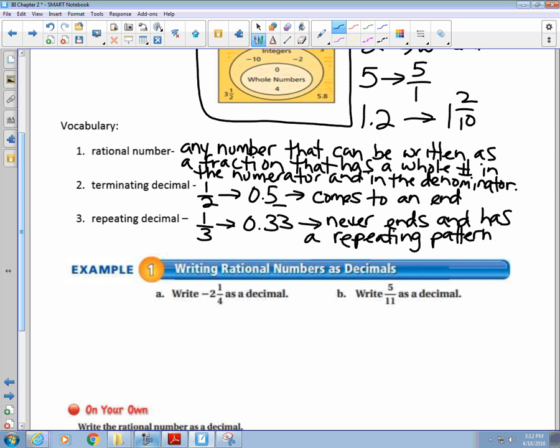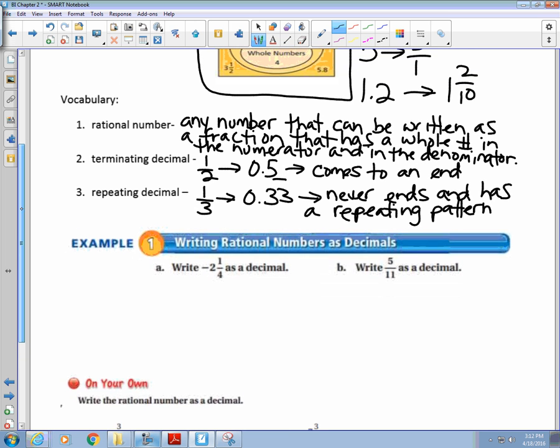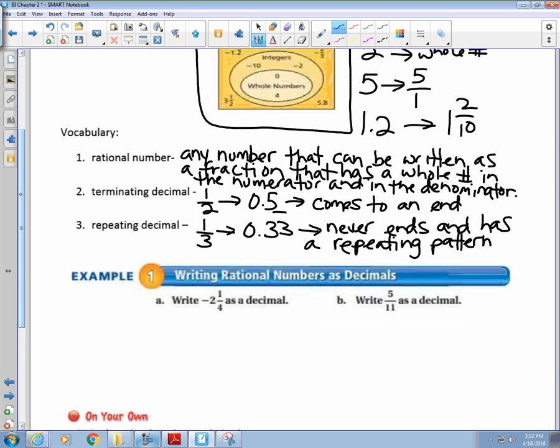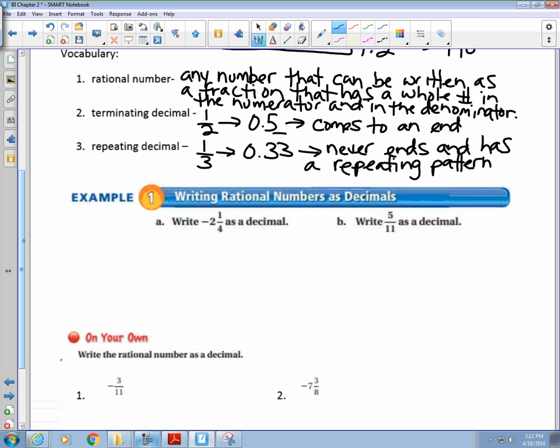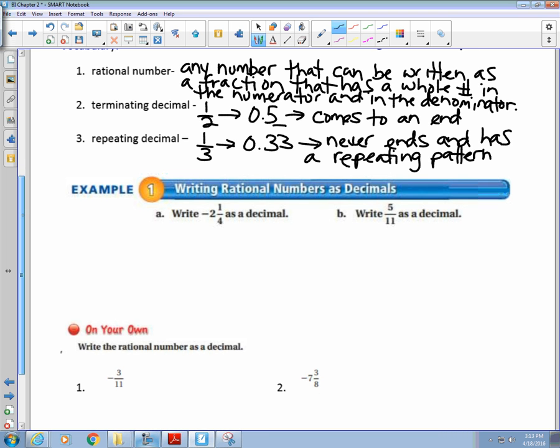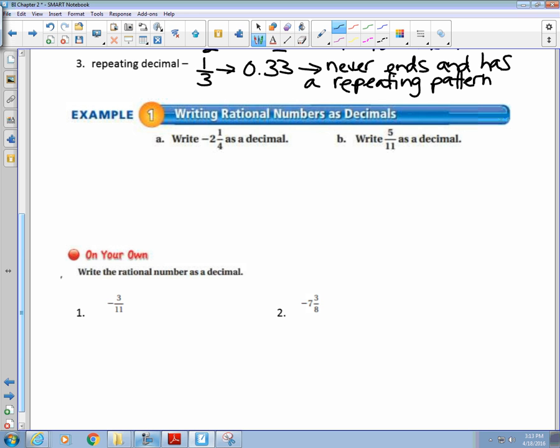Okay, so there we go. That's what a rational number is and how we can see if a number is rational. We can either look at the fraction and determine are there whole numbers in the numerator and denominator, or we can turn the number into a decimal and the decimal will either end or it will repeat. So now we're going to do some work with these rational numbers. So in example 1, we're going to be writing rational numbers as decimals.